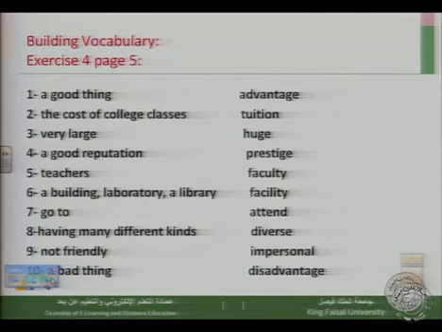1. A good thing: advantage. 2. The cost of college classes: tuition. 3. Very large: huge. 4. A good reputation: prestige. 5. Teachers: faculty. 6. A building, a laboratory, a library: facility. 7. Go to: attend. 8. Having many different kinds: diverse. 9. Not friendly: impersonal. 10. A bad thing: disadvantage.